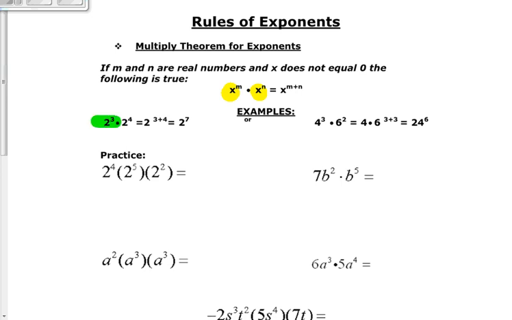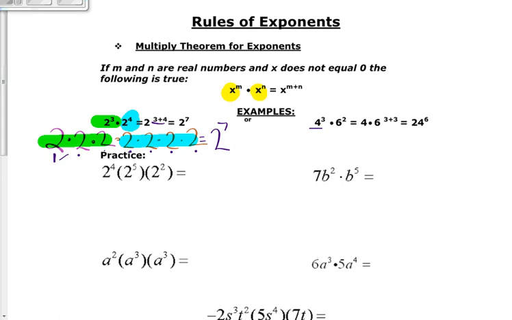We have 2 to the third times 2 to the fourth. So let's write this out first. 2 to the third is going to be 2 times 2 times 2. And 2 to the fourth is going to look like 2 times 2 times 2 times 2. So if we add all our bases up, the green and our blue, we are going to have 2 to the 1, 2, 3, 4, 5, 6, 7th power, which is the same as saying 3 plus 4, which is 7.